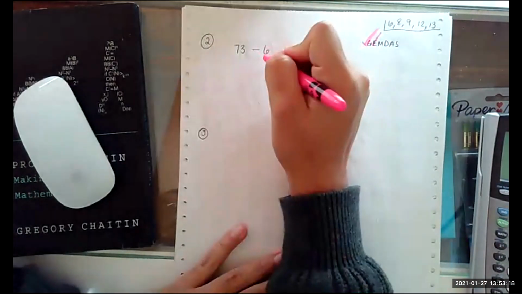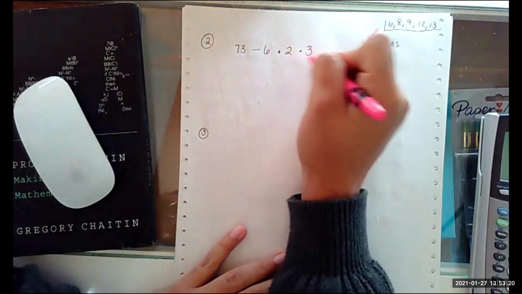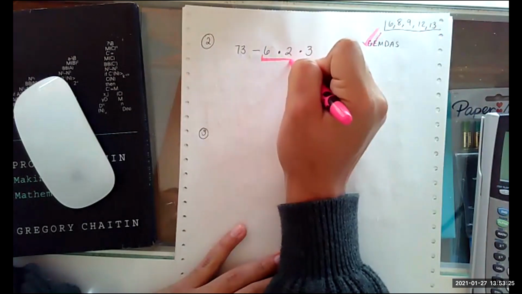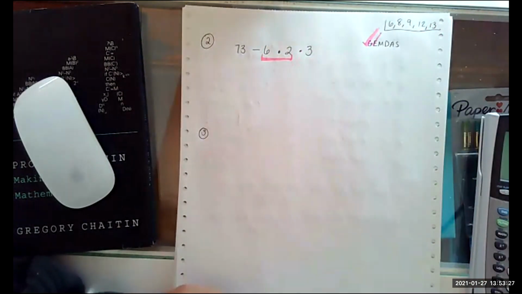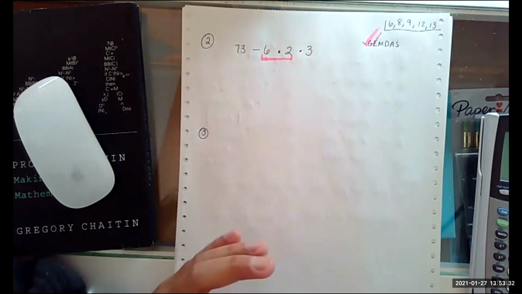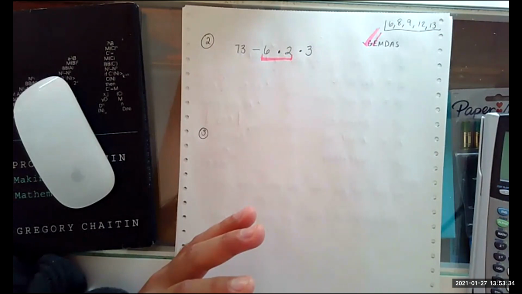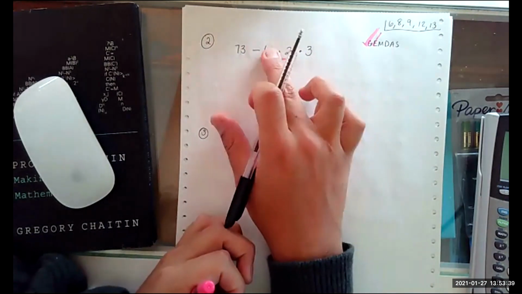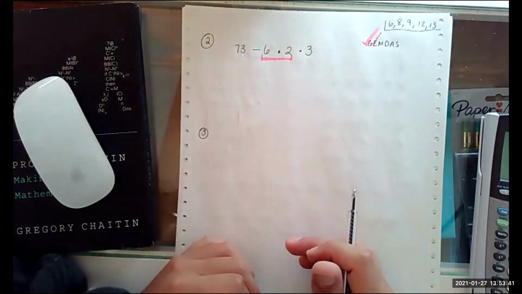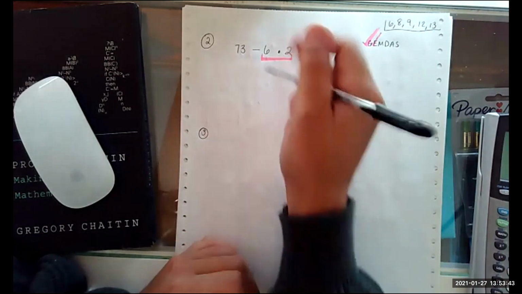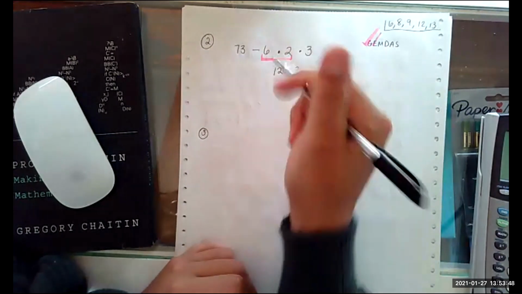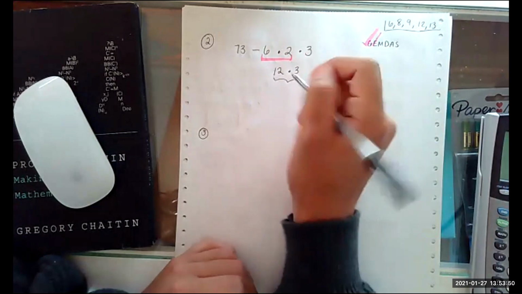So I have 6 times 2, or I could do 2 times 3. But I'm going to go ahead and just do the 6 times 2, from left to right. Like I said before, when we were talking about multiplication being commutative, it doesn't matter what order you do this in. I could do 6 times 2, or 3 times 2, or 3 times 6. It's not going to change the result because of the commutative property. So this will be 12 times 3. I can go ahead and take care of that. That's going to be 36.